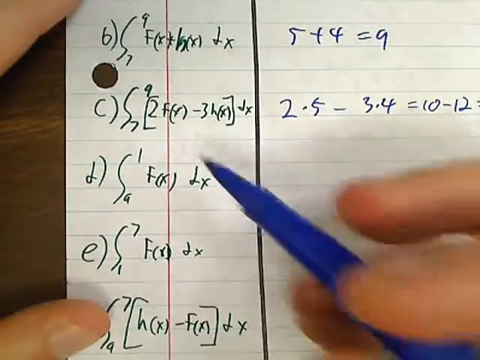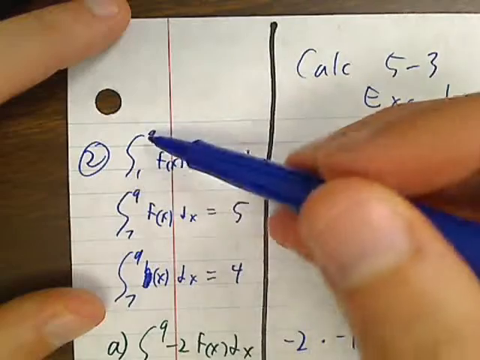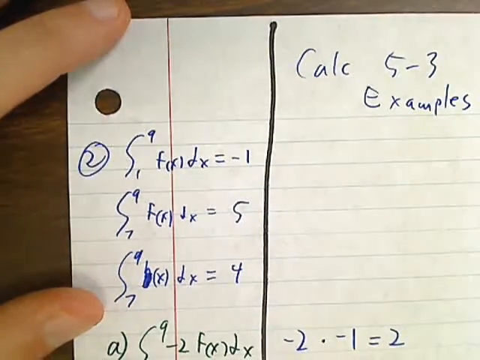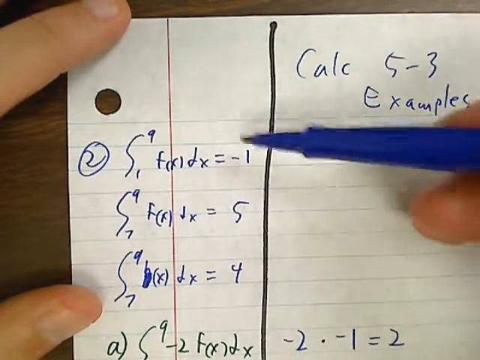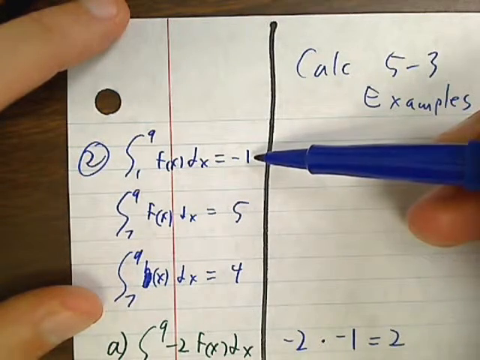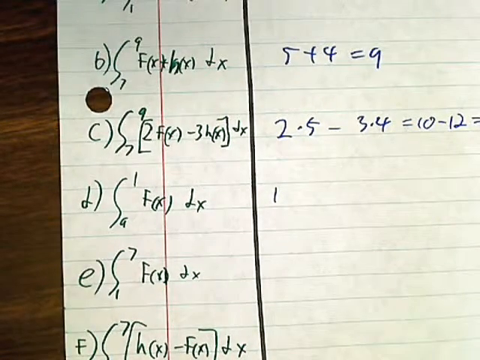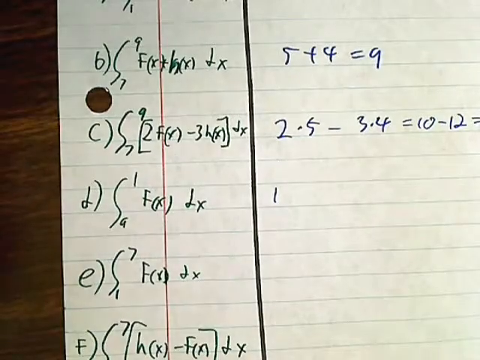Now for part D, they just switch the limits of integration. It goes from 9 to 1 instead of from 1 to 9. Well, according to the table 5.3 on page 285, that just gives you the opposite of this answer. So this will be a positive one instead. So if you change those limits, it just changes the sign.